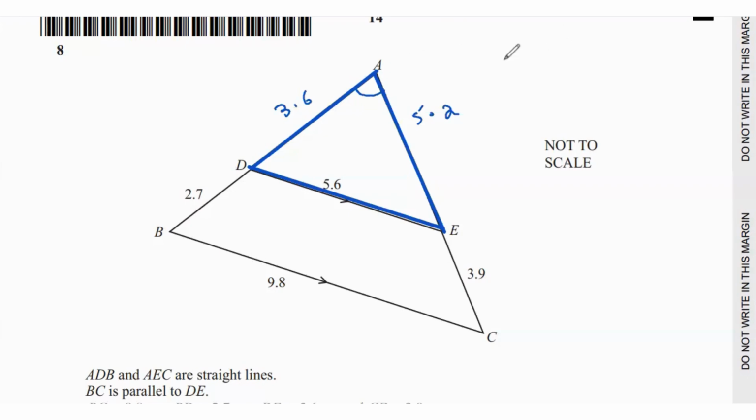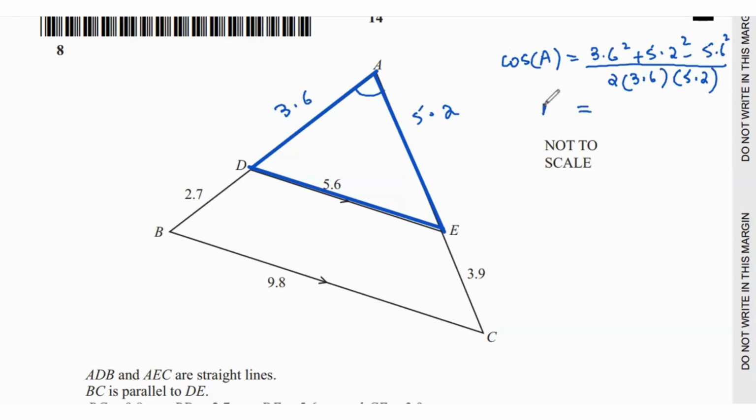So since it meets the condition for the cosine rule, we're going to use the formula cos of angle A equals 3.6 squared plus 5.2 squared minus 5.6 squared over 2 times 3.6 times 5.2. That's going to give us a value of 76.7 degrees for the angle A.